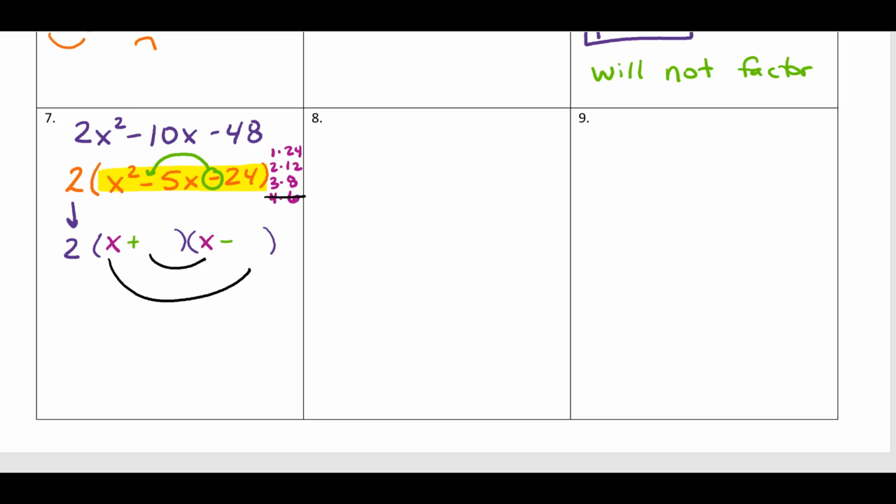So now I'm going to try 3 and 8. 3 times x is 3x. x times negative 8 is negative 8x. And that adds up to negative 5x. So I have my factors. x times x is x squared. 3 times negative 8 is negative 24. So my answer here is going to be 2 times x plus 3 times x minus 8.